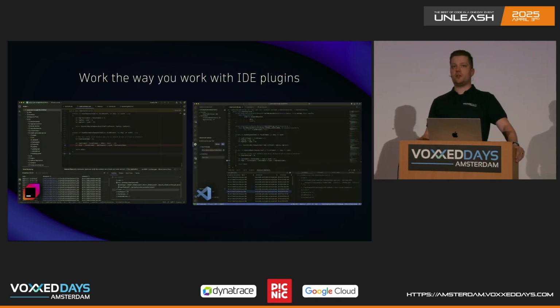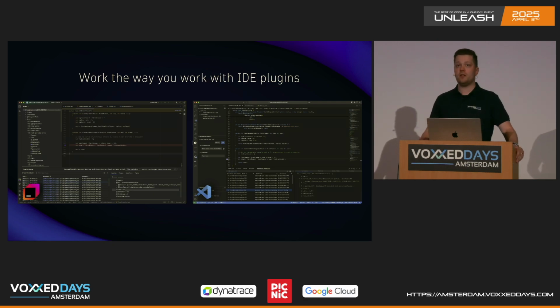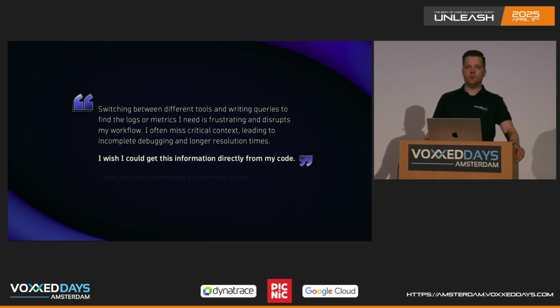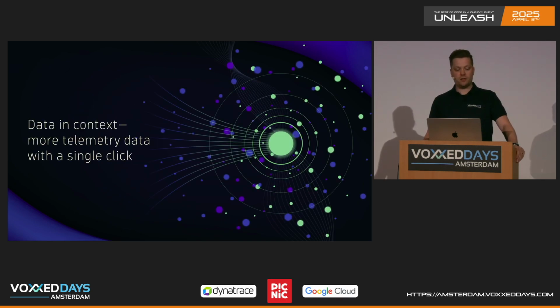Now, I've shown you the VS Code plugin that we have, but there's also an IntelliJ plugin. And I think what it mainly means to all the developers that we are helping out with observability is that they don't have to switch between different tools, writing queries to find logs or metrics, missing critical context. And that basically brings it down to what I think observability for developers means, and that is data in context with more telemetry data in a single click.